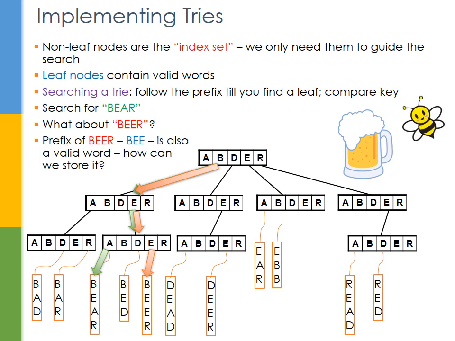Let's do another example. What about the word bee? Bee is this cute little insect, very useful, pollinates the flowers. It's definitely a valid English word. We want to be able to store it inside of our trie.